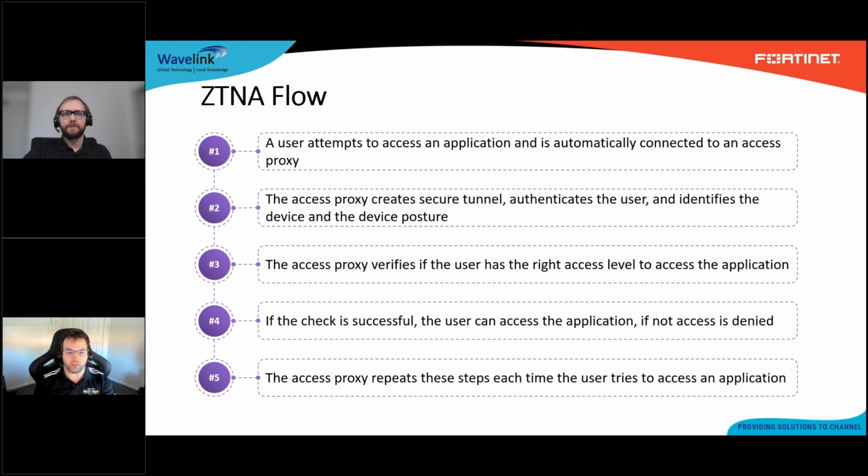So step one is that the user attempts to access an application that's hosted on your network. FortiClient will then automatically create a tunnel to that application, well, to your FortiGate, and then allows access through to that application. The proxy will then verify that the user has the right level of access, and it will also check the posture of the device. If the check is successful, then access is granted. If it's not successful, then it's denied. The access proxy repeats these steps every time the user tries to access the application. So it is a dynamic tunnel.